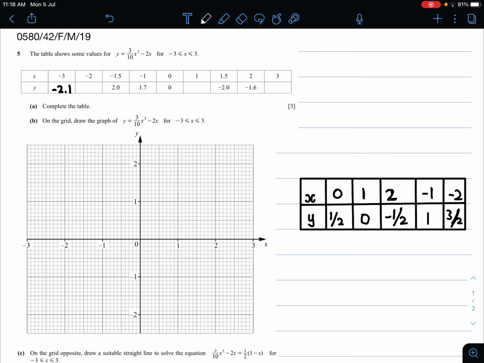Then for minus 2 you do the same thing, and for the rest of the values as well. So 3 divided by 10 multiplied by minus 2 cubed is minus 8, and minus 2 multiplied by minus 2 is plus 4, so plus 4, which will give you an answer of 1.6.